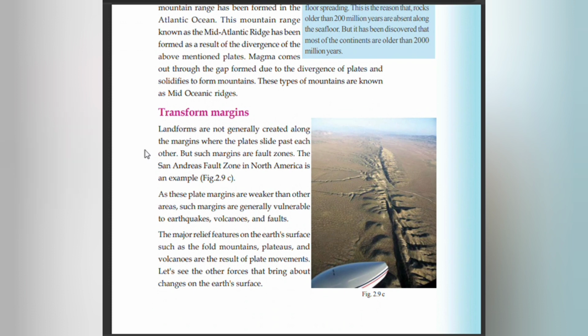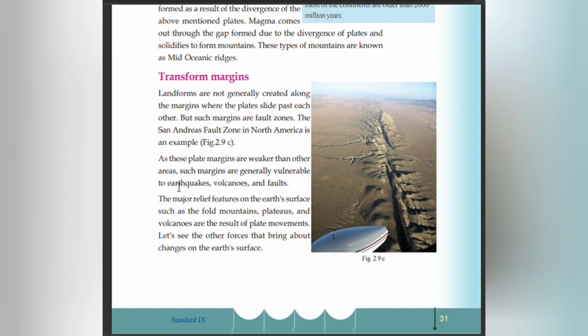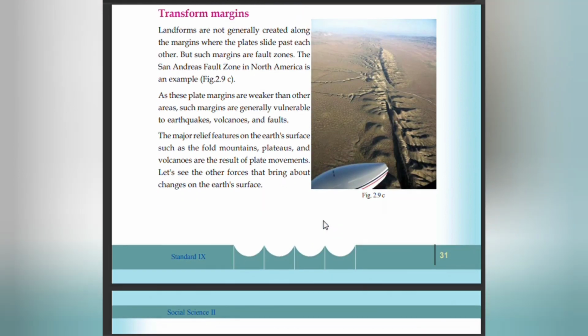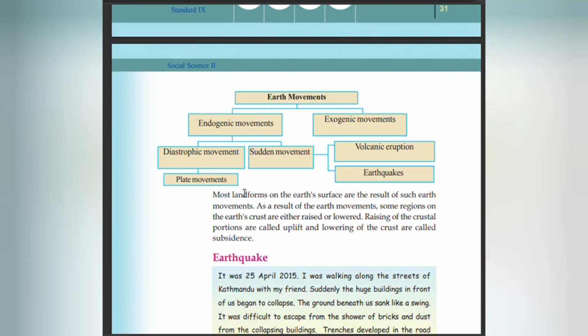Transform margins. Landforms are not generally created along the margins where the plates slide past each other, but such margins are called fault zones. The San Andreas Fault Zone in North America is an example. As the plate margins are weaker than other areas, such margins are generally vulnerable to earthquakes, volcanoes, and faults. The major relief features of the Earth's surface, such as the fold mountains, plateaus, and volcanoes, are the result of plate movements. Let's see other forces that bring about changes in the Earth's surface.